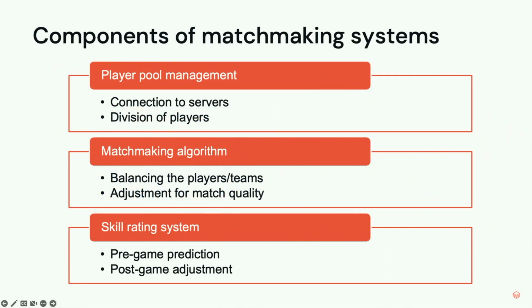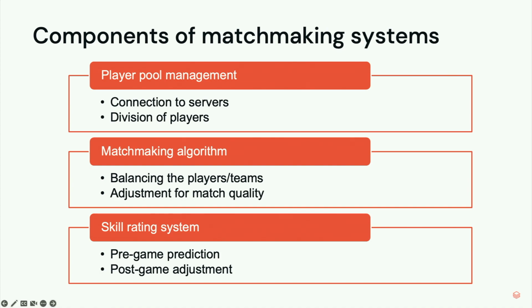There are a lot of components in a matchmaking system. I'm just listing two major ones. The first one is player pool management. When you queue for the game, you connect to the server and wait in the queue, and we need software to manage the server and the players. You're probably going to divide the players based on their latency, ping, region, and rank. That's player pool management.